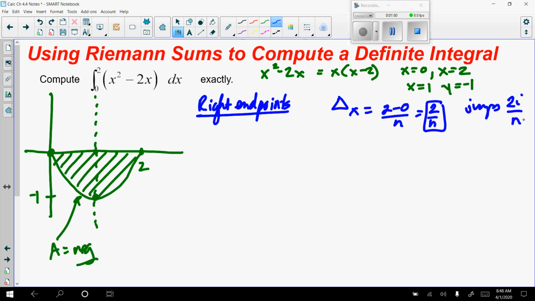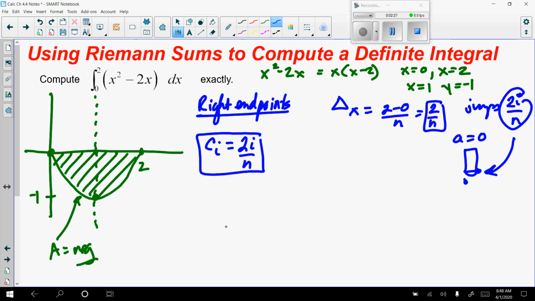And since my a equals 0, then to get to the next point right here, it's just going to be 2i over n. That's why, especially if the low number in my interval is 0, the right endpoints are always easiest to use. It's because it's just whatever your jump is. So my c sub i equation is just going to be 2i over n.